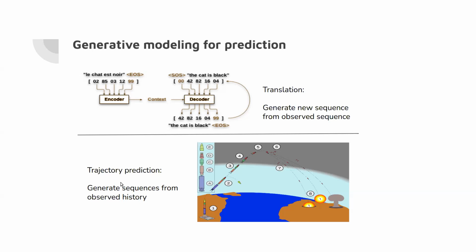You observe where the missile comes from, what point it has landed in the past, and the wind blow direction, and so on. And you predict how this missile will land. Then basically it's a sequence to sequence.